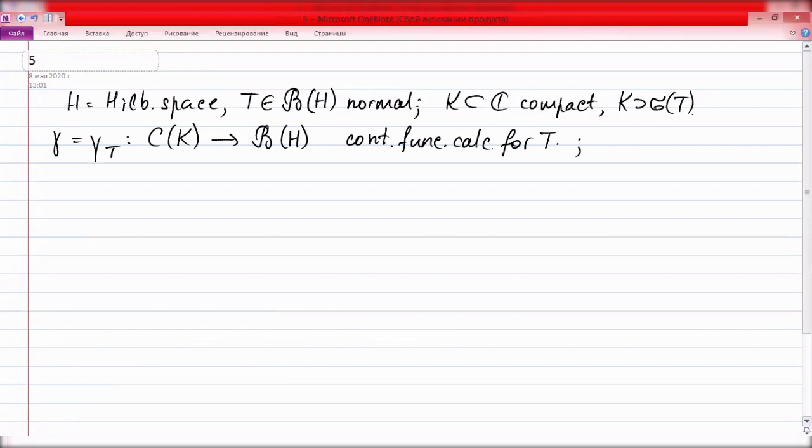And as usual, when we work with a continuous functional calculus, we use the following notation. So if f is a continuous function on K, we denote by f of T the operator gamma T of f. So we know that the continuous functional calculus is a star homomorphism. So it is a star representation of C of K. And so our Hilbert space H becomes a star module over the algebra C of K.